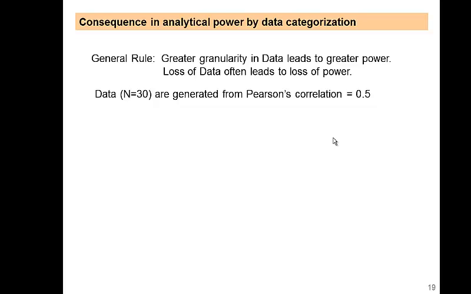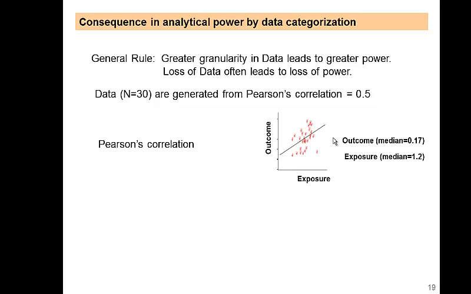So here I conducted a fun simulation on statistical power. What I did is I generated data from 30 data points, 30 patients, and I set the Pearson correlation to be 0.5. So this is a scatter plot of the data.